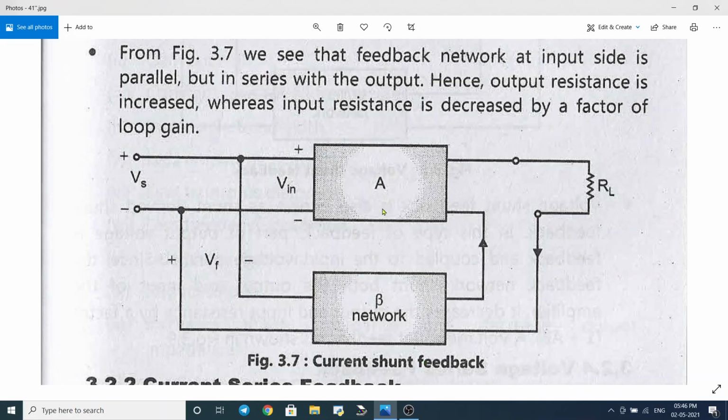And it is observed that the output resistance increases, whereas the input resistance decreases in case of current shunt feedback. The output resistance is increased, whereas the input resistance is decreased by the factor of loop gain, closed loop gain, AF.